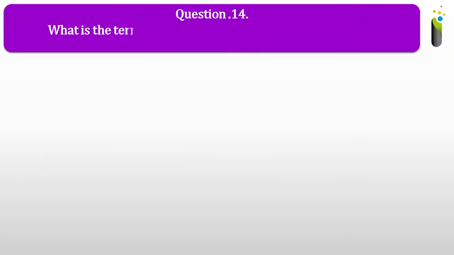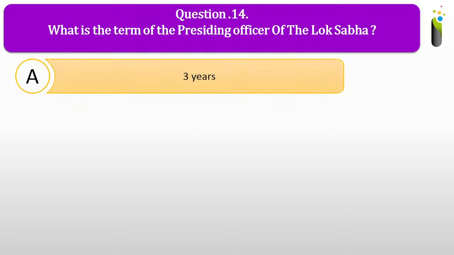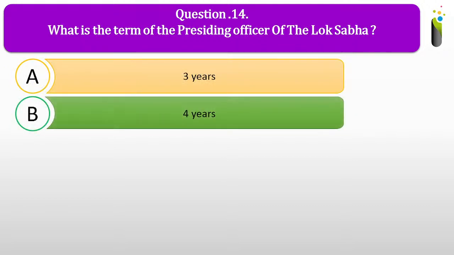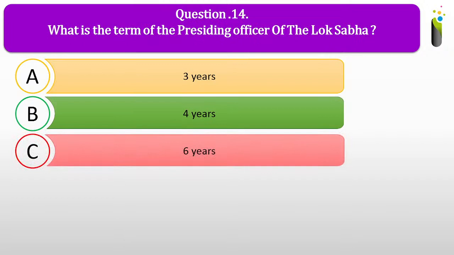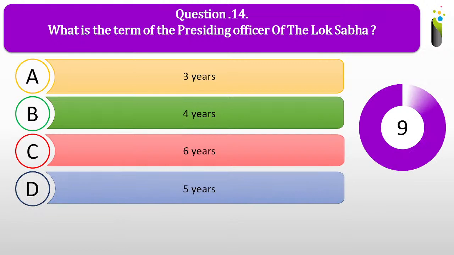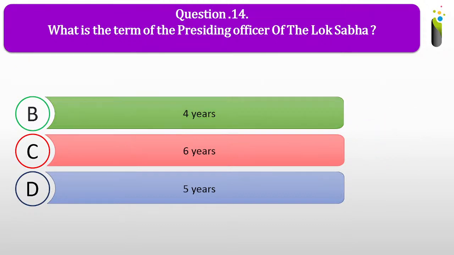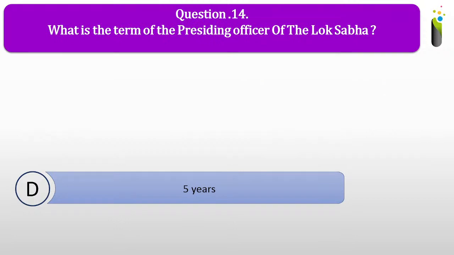Now coming to the next question, number 14. What is the term of the presiding officer of the Lok Sabha? A. 3 years, B. 4 years, C. 6 years, D. 5 years. And the correct answer for this question is 5 years. So the presiding officer of the Lok Sabha has a 5 year term.